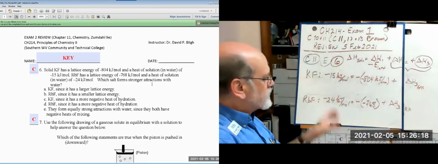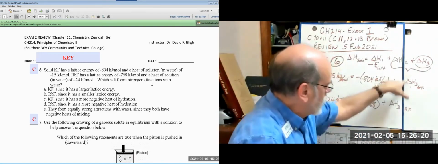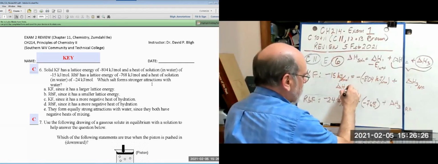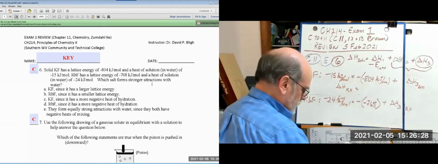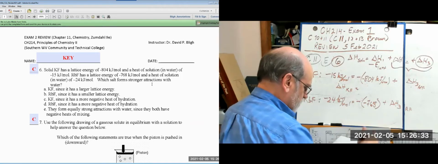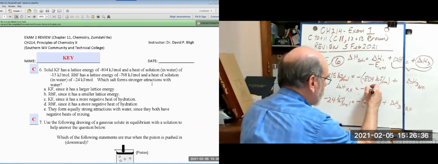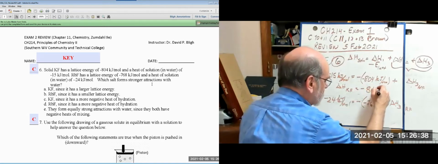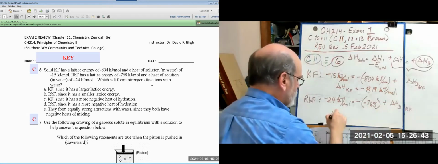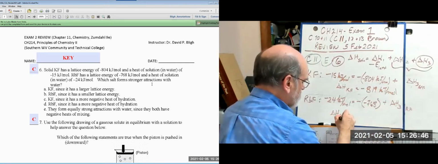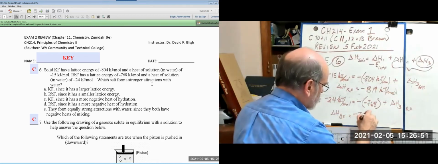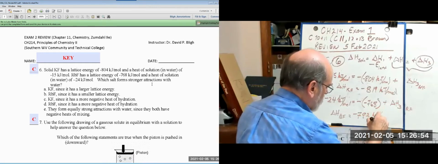Okay, so now we just need to solve for these two terms. And if we do, we find that delta H for the KF is equal to minus 819 kilojoules per mole. And the delta H for the rubidium fluoride is minus 792 kilojoules per mole.